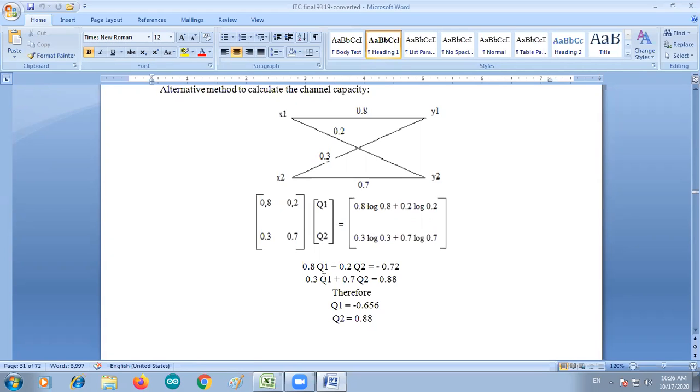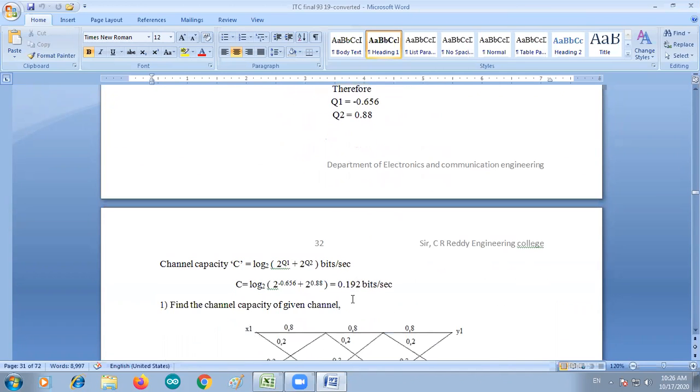To solve these two equations, Q1 and Q2 are known. Q1 is equal to minus 0.656, Q2 is equal to 0.88. Once the Q1 and Q2 values are known, then find out the channel capacity.